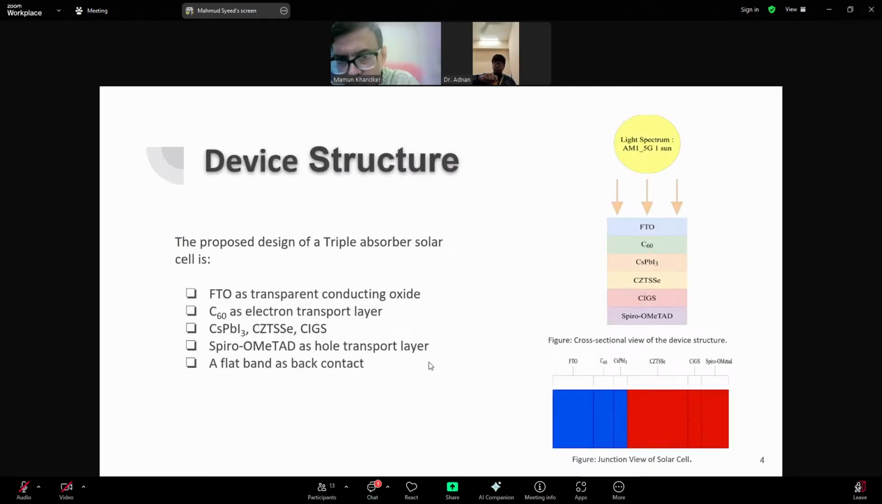Now, here is what our device structure looks like. As you can see from here, the light is coming in, and the FTO, that is fluorine doped tin oxide, is used as a transparent electrode. Then we have the electron transport layer. After that, we have three absorber layers, that is cesium lead triiodide, CZTSSe, and CIGS. After that, we have spiro-OMeTAD as the hole transport layer. For avoiding complexities, we use a flat band as back contact. After aligning this structure in SCAPS 1D software, we get a junctional view of the solar cell like this.